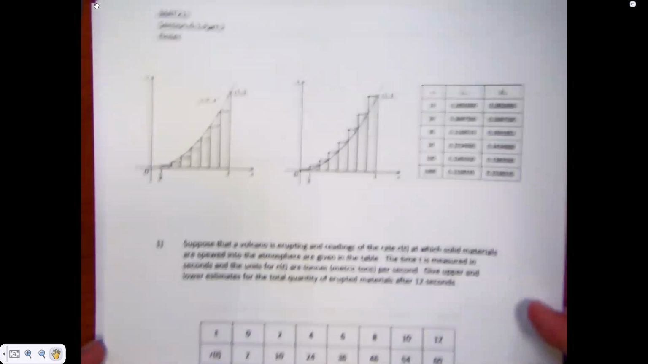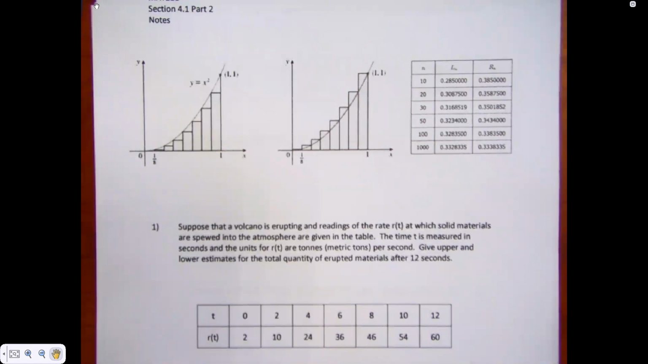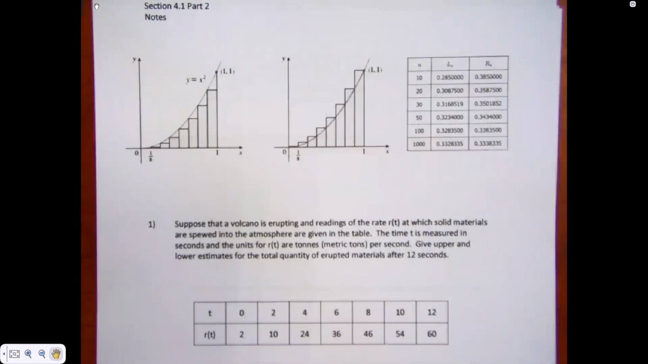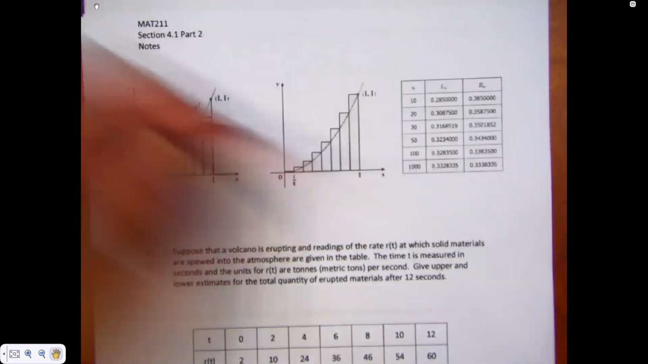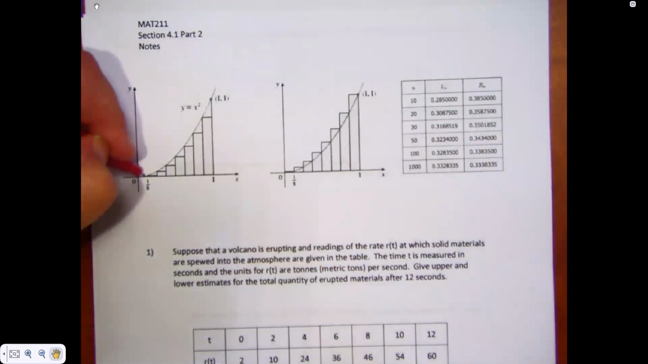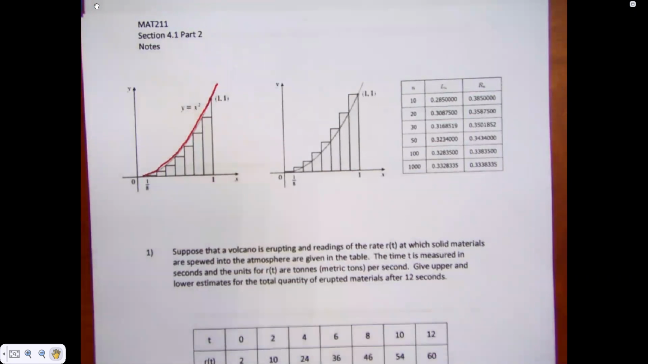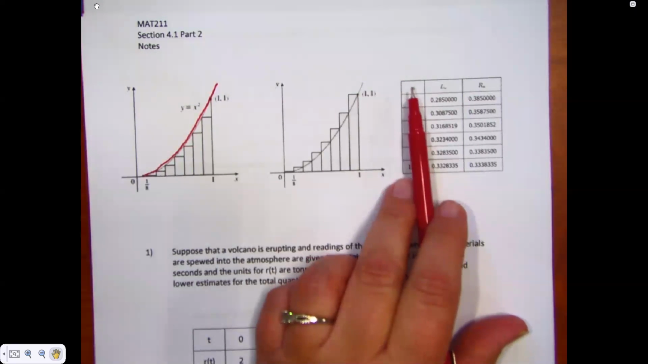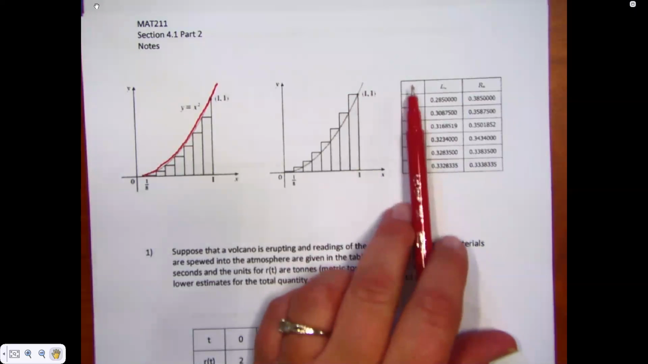Let's reference this sheet. You guys should have this. Maybe even pull out yesterday's. We are approximating the area, let me do it in red, under this curve. N, what's N from yesterday? Does anyone remember? N is your number of rectangles.